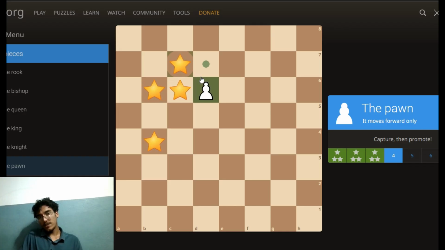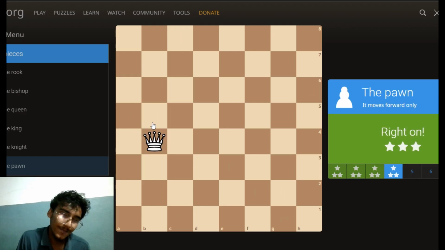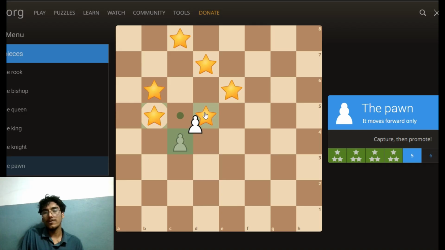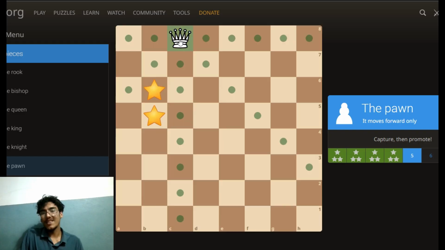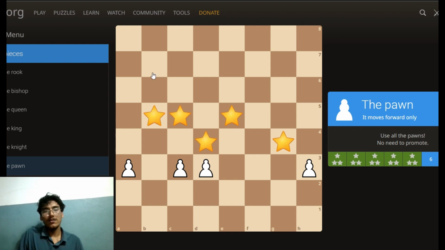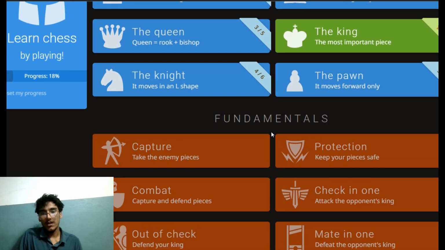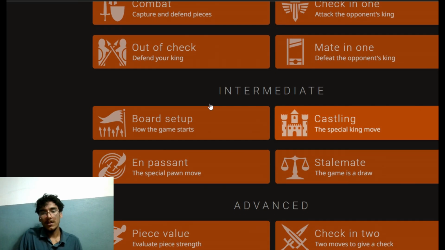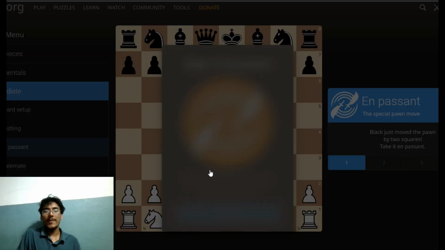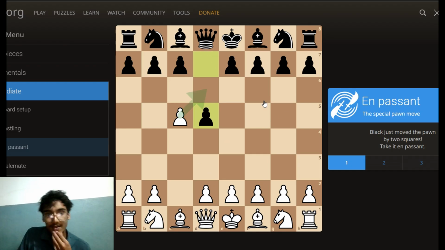There are a few special rules in the case of the pawn, and also in the case of the king and the rook there is another special rule. So let's move forward. Let's learn about one special rule, en passant.